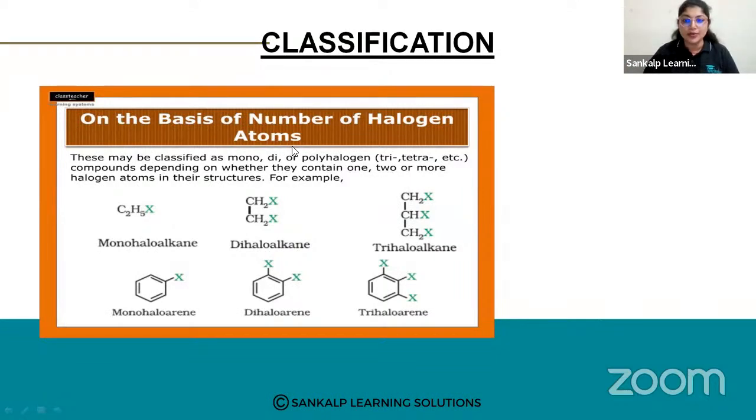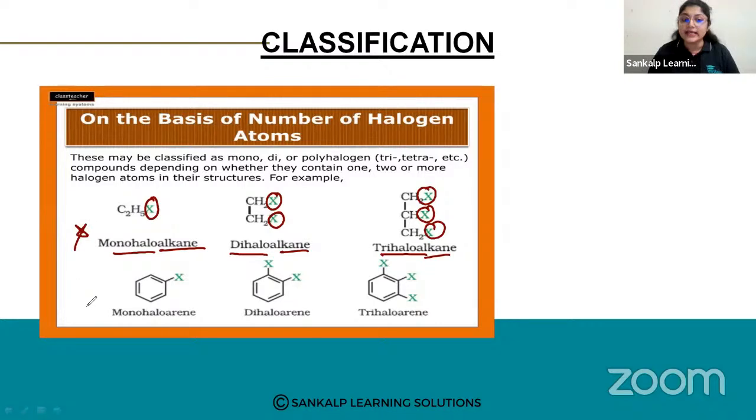So depending upon the number of halogen atoms, if it is one, it is mono, two di, three tri, four tetra, etc. So depending upon the number of halogen atoms, they are given the number. You can see here the first three examples are for alkanes. Alkanes means aliphatic chains, so they will be straight chain compounds. Here you can see there is one X, so it is a monohaloalkane. There are two halogen atoms, so it is a dihaloalkane. Here there are three halogen atoms, so it is a trihaloalkane. So these are the examples for haloalkanes.